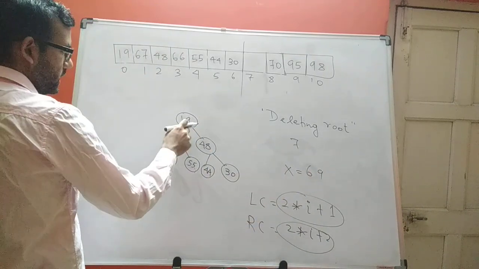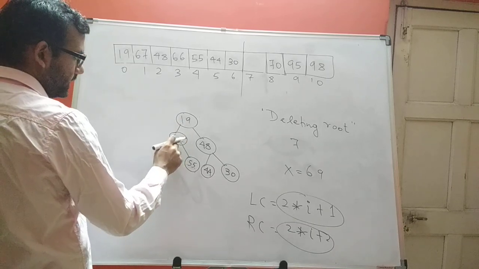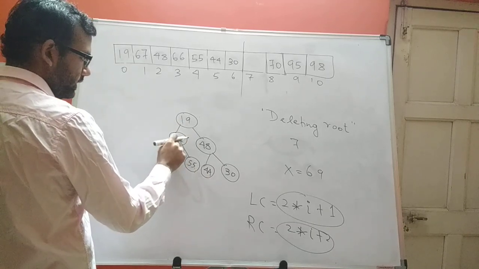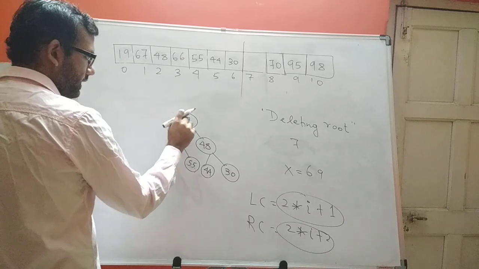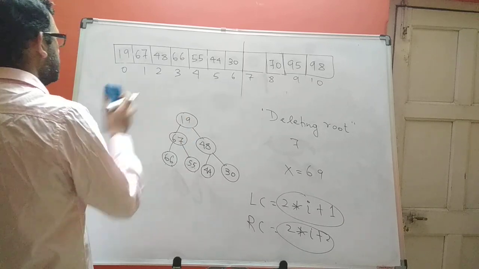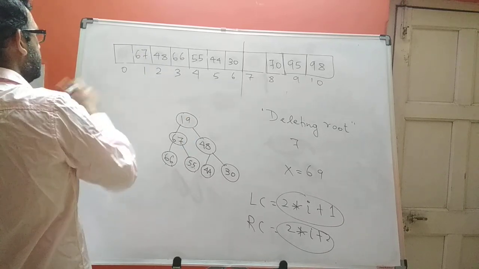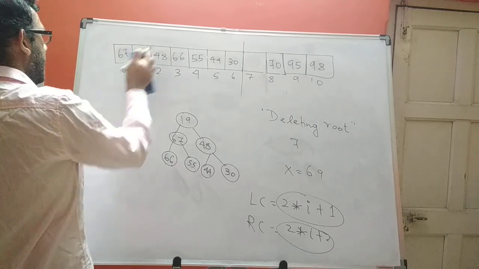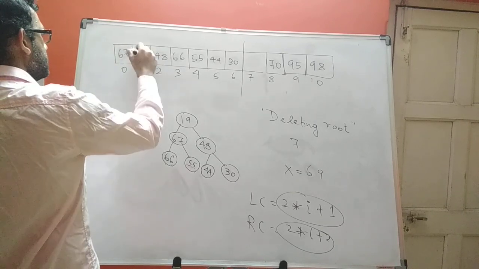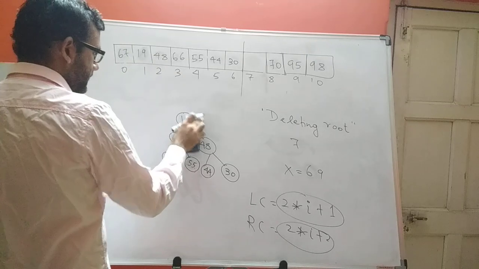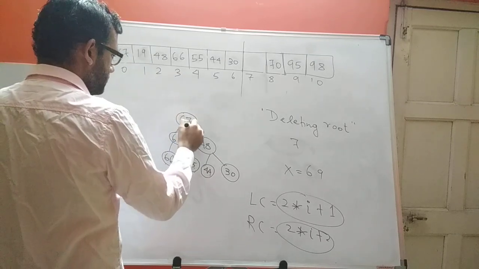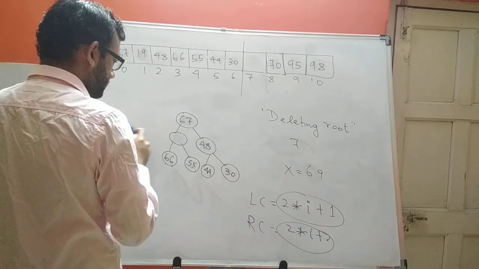Now I'll check the children of 19, 67 and 48. Which is greater? 67 is greater. Now I'll check whether 67 is greater than 19. Yes. So I'll swap it. So I'll swap 67 and 19. So 67 comes here and 19 goes here.